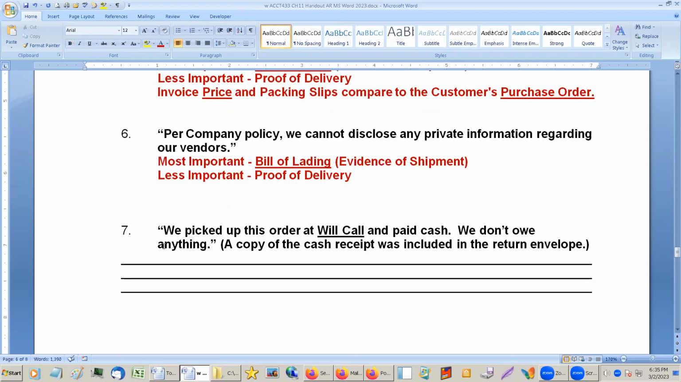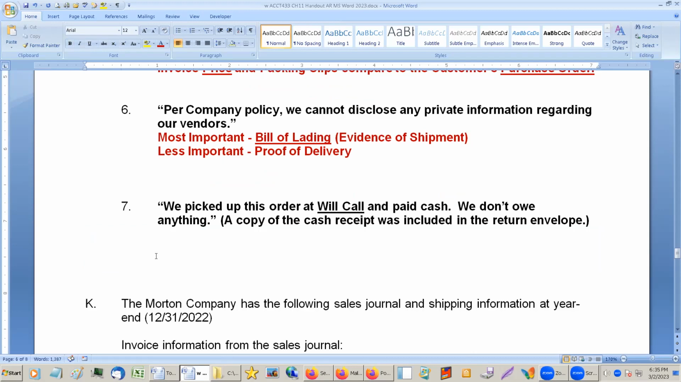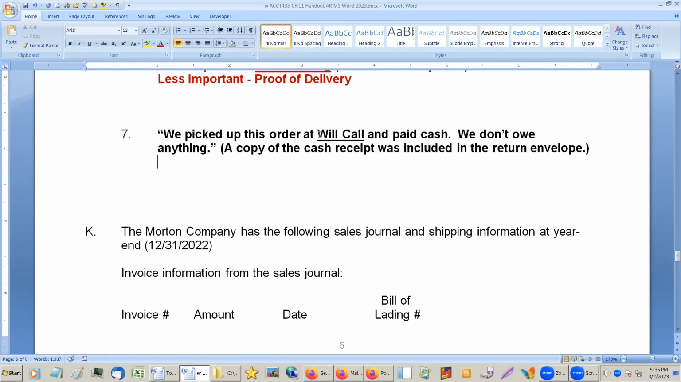Okay, number 7. We picked this order up at will call. Talk about that in a second. And paid cash. We don't know anything. A copy of the cash receipt was included in the return envelope.